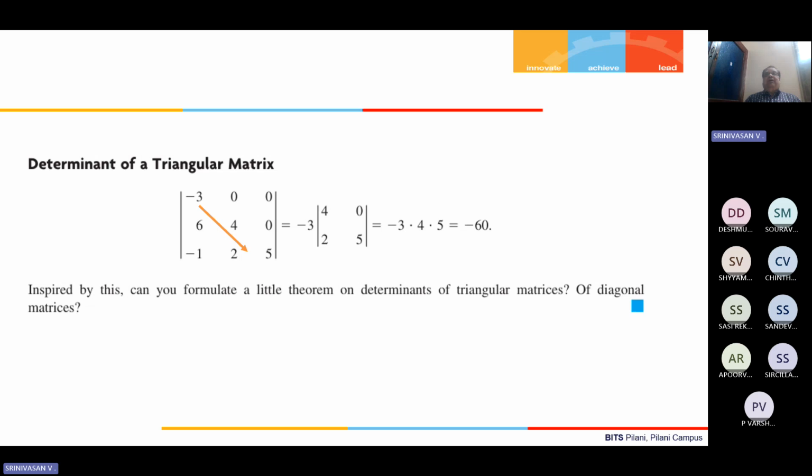Determinant of a triangular matrix. So let us do it as before. But remember that it's a triangular matrix. What type of triangular matrix is this?